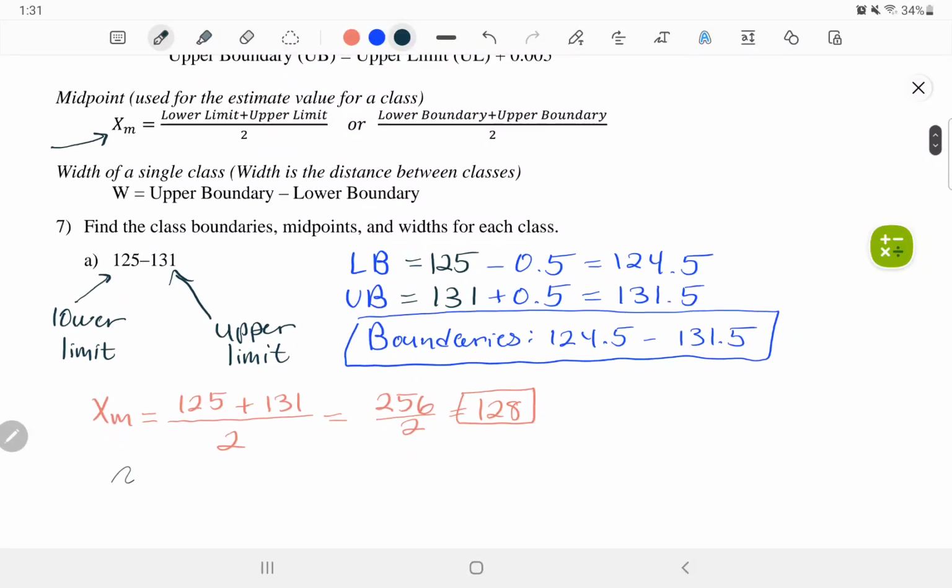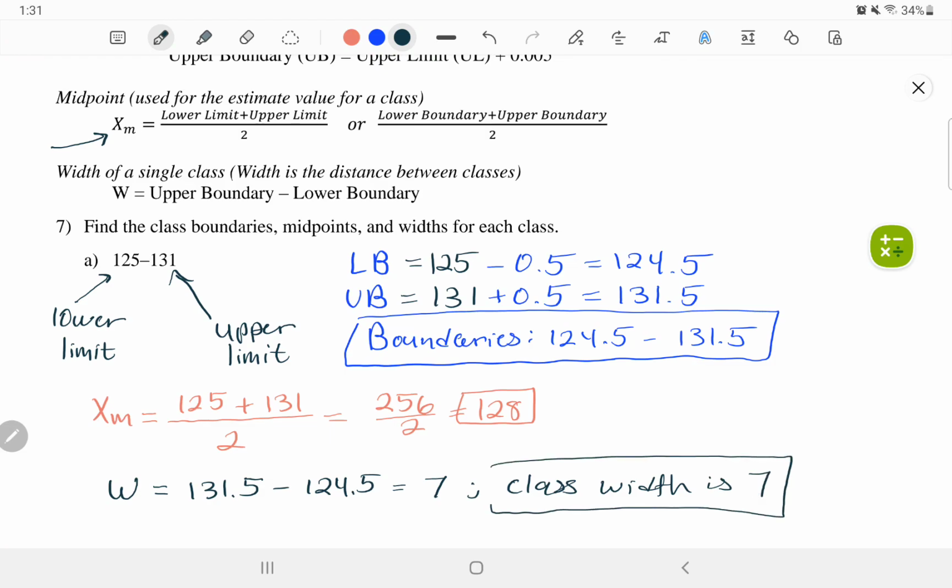Let's find the width. The width is the difference between the upper boundary and the lower boundary. So to find my width, that is 131.5, and please use the boundaries, do not use the class limits, minus 124.5. When you subtract those two, we have 7. So my class width is 7. And that's how we find the boundaries, the midpoint, and the width.